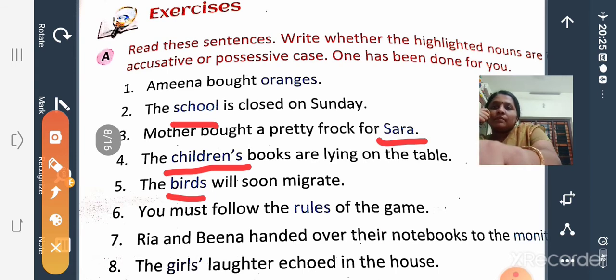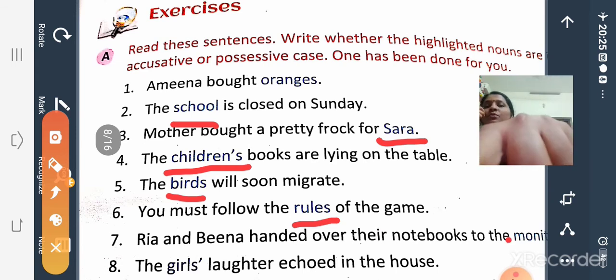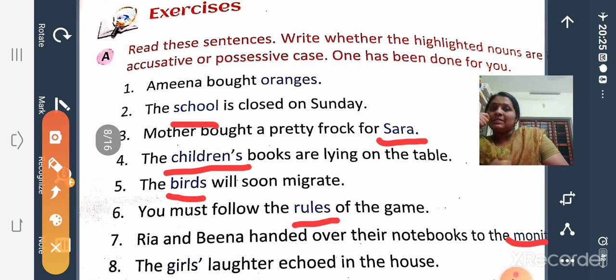You must follow the rules of the game. Rules of the game, here rules is the subject, so rules is in nominative case. Then, Ria and Bina handed over their notebooks to the monitor. So here the highlighted word is monitor. Monitor is the object, and so accusative case.